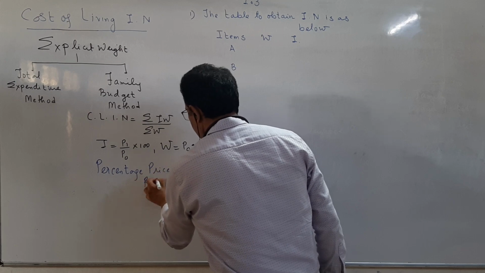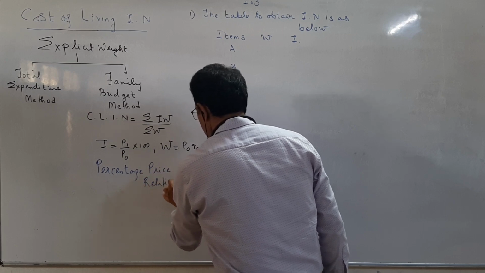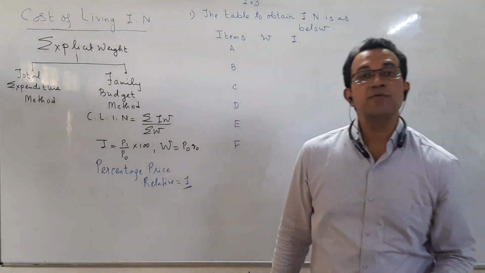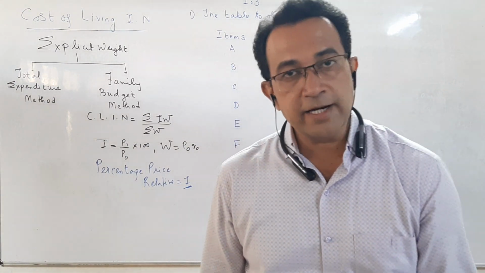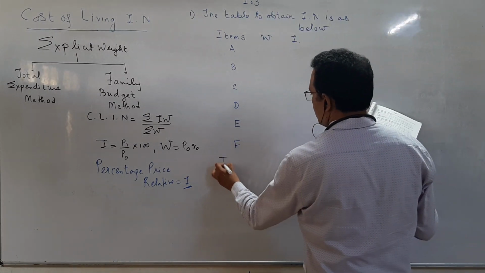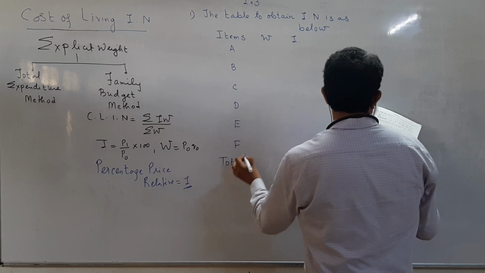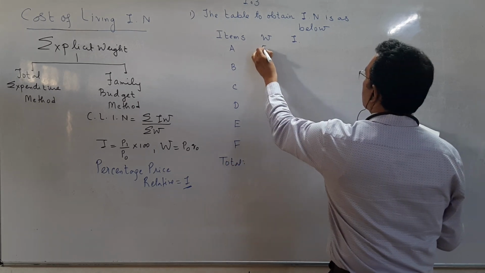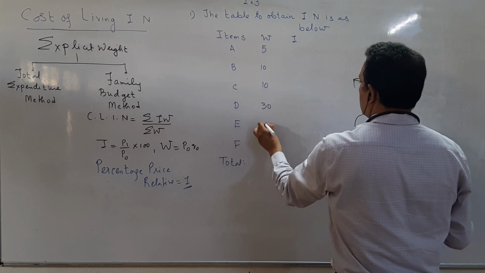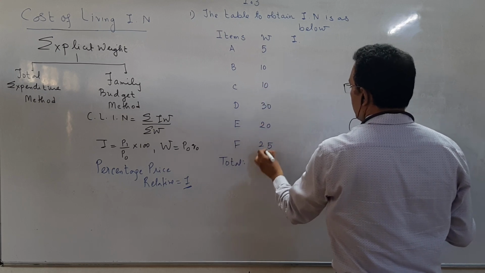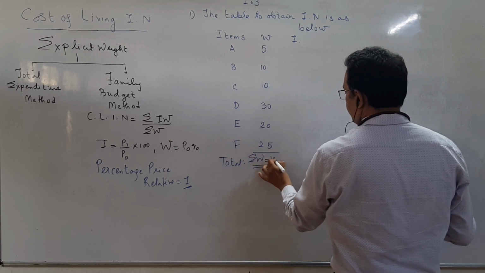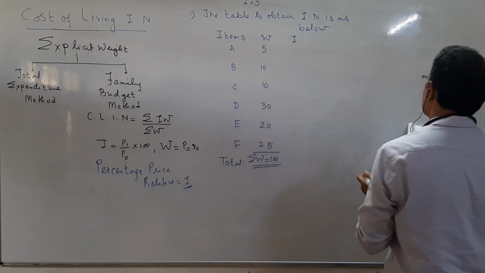Price relative is always index number I. Price relative means P1 upon P0 multiplied by 100 gives us the index number. Now, weights are 5, 10, 10, 30, 20 and 25. So these weights total 100.